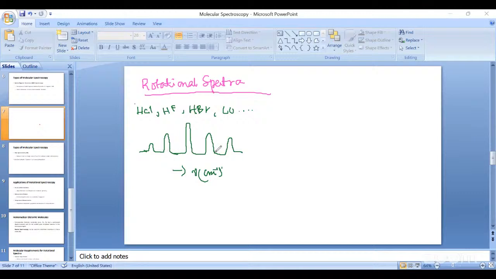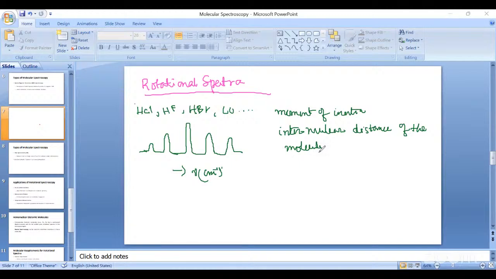The measurement of frequencies of these maxima leads to the determination of the moment of inertia and the internuclear distance of the molecule. So if you measure the frequencies of these maxima, the moment of inertia can be determined, as well as the internuclear distance of the molecule.